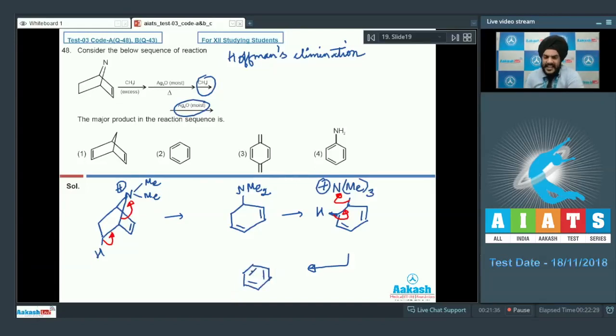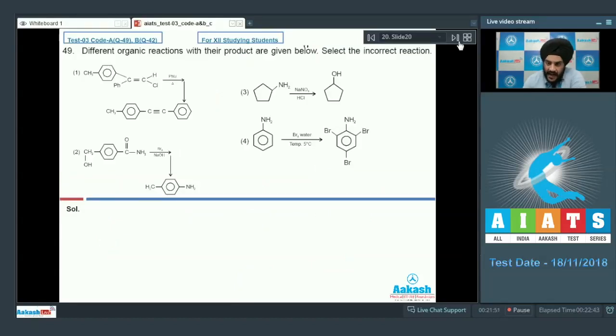So students, we can see that the major product of the given reaction sequence is option 2. So we have to mark option 2 as the correct answer to our question. Let us look at question number 49 now. Different organic reactions with their product are given below. Select the incorrect reaction. So let us look at the first reaction now. In the first reaction we have PhLi.